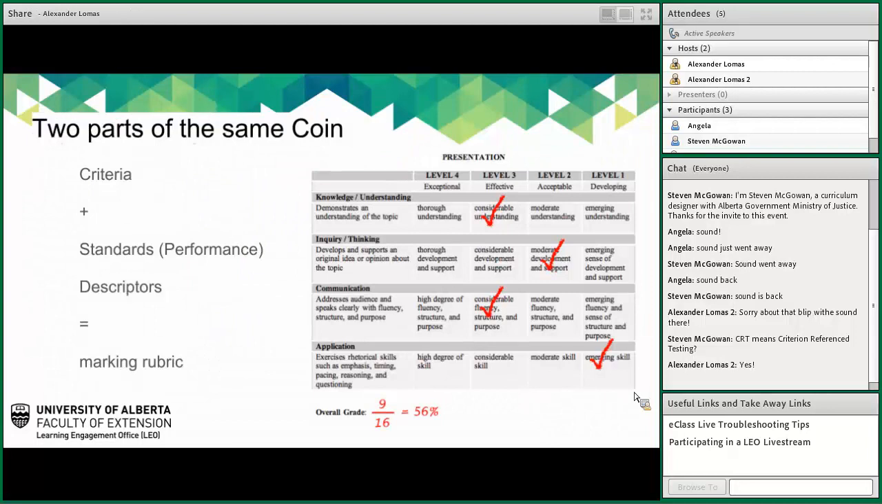So you don't have to have numbers along the side, along the top for exceptional, effective, acceptable, and developing. No, you don't have to. So how would you come up with the 9? Well, some people choose to. So I could easily say that this particular presentation was worth 16%. And then I have identified, and I may in my head sort of say this is worth 1, this is worth 2, this is worth 3, this is worth 4, or 2, 4, 6, 8, or whatever.